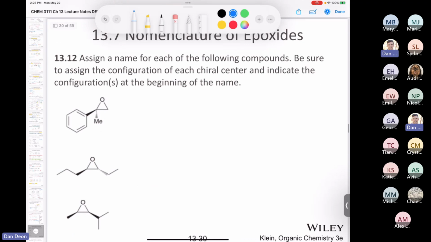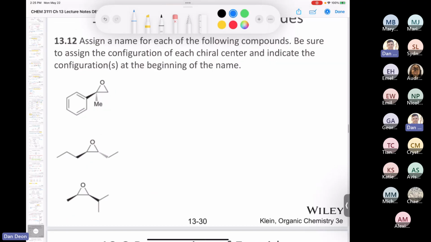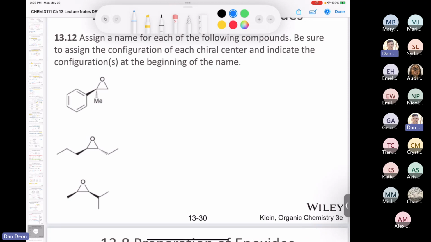It says assign a name for each of the following compounds. Be sure to assign the configuration at each chiral center to indicate the configurations at the beginning of the name. So what we'll do is we'll just try the first one, and then we'll come back and do the other ones during the next lecture. But let's take a look at the first one.